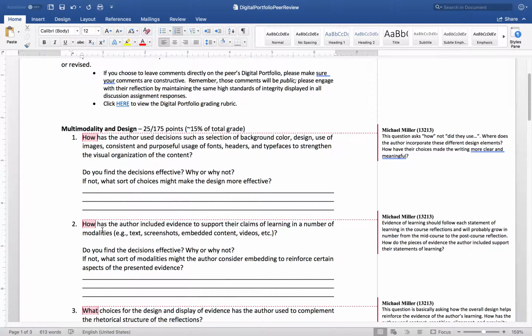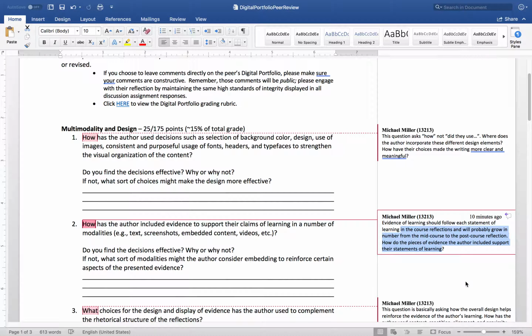Same thing with number two. So how has the author included evidence? So evidence of learning should follow each statement of learning. So if you say in English 105, I learned rhetorical awareness, well, you should include at least one piece of evidence, and it could be a selection from any of the writings you've done in the course. It could also be screenshots of any of the assignments or the multimodal pieces that you've composed, the peer review assignments, anything that you've done in this course that would serve as a piece of evidence should always be coupled with every statement of learning.